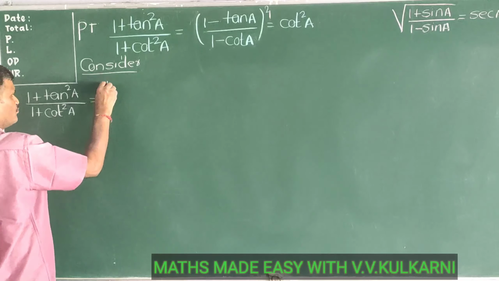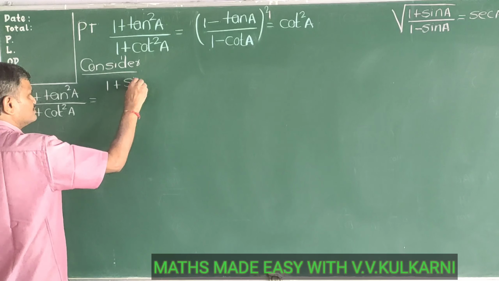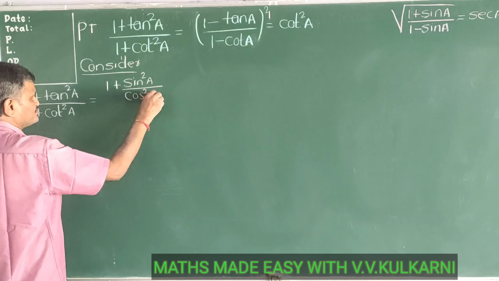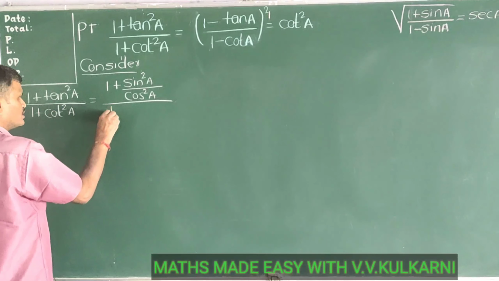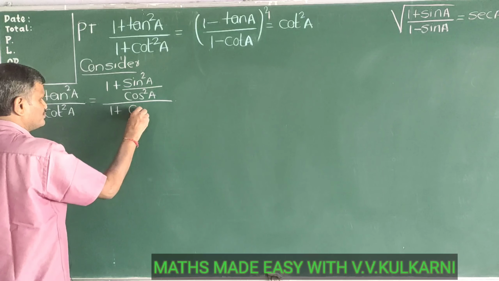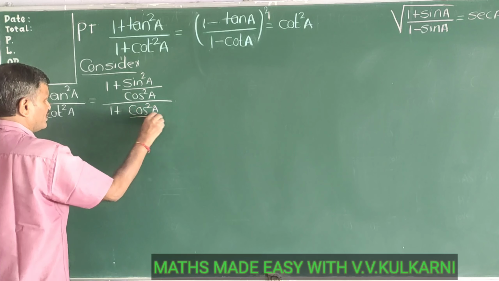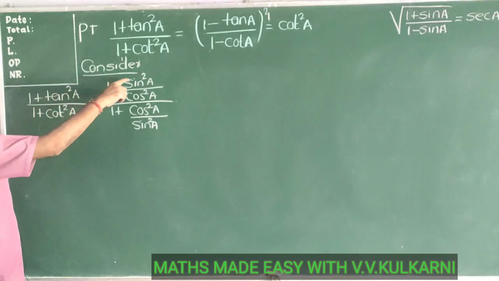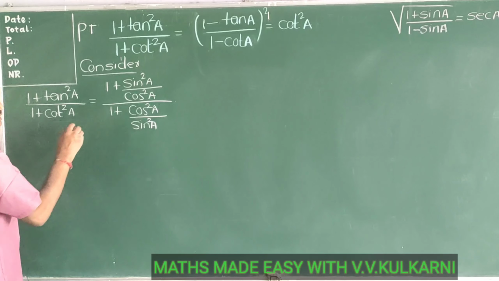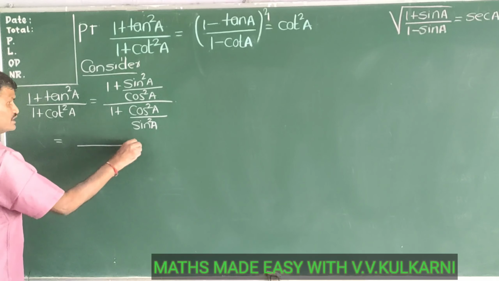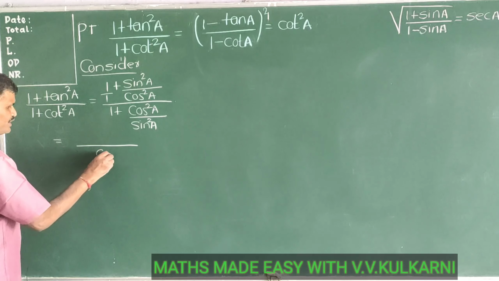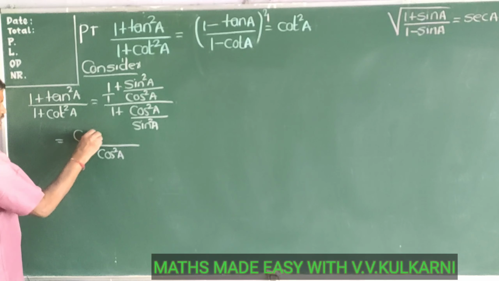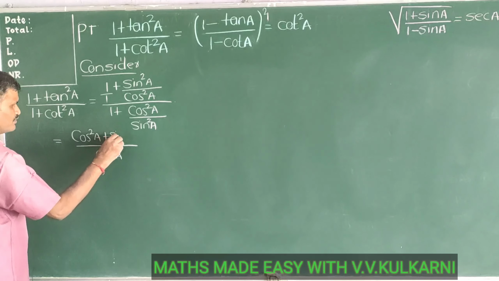See, I'll write it like this. 1 plus tan square a means 1 plus sin square a divided by cos square a, and 1 plus cot square a means 1 plus cos squared a by sin squared a. Tan means sin by cos, cot means cos by sin. Here, if I take the LCM, I will get cos squared a here, and this will be equal to cos squared a plus sin squared a.